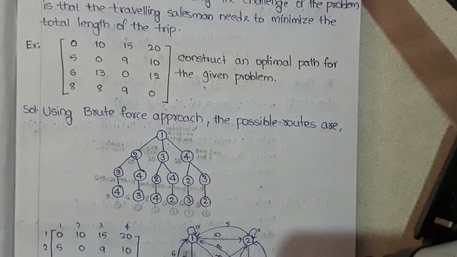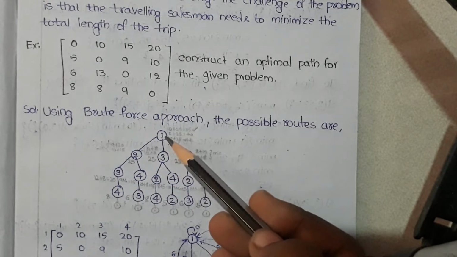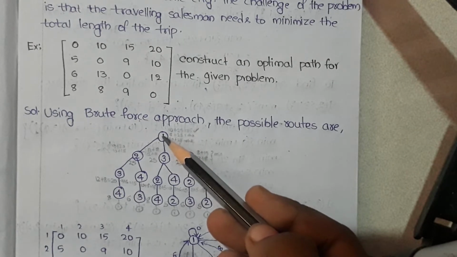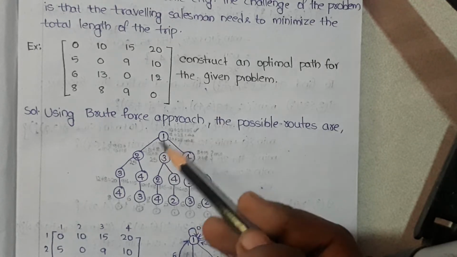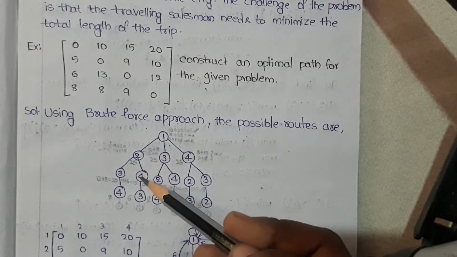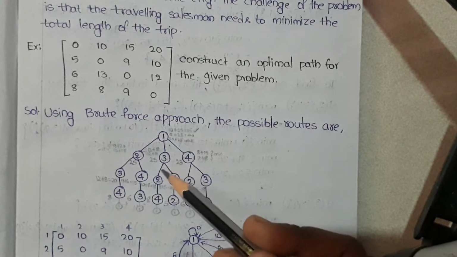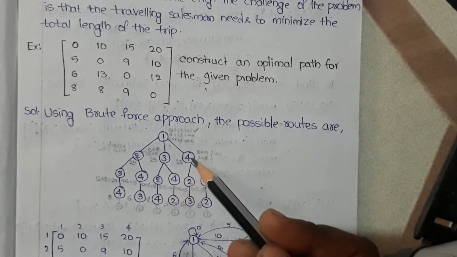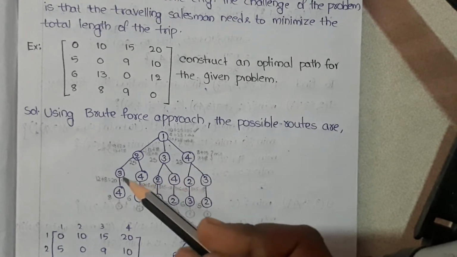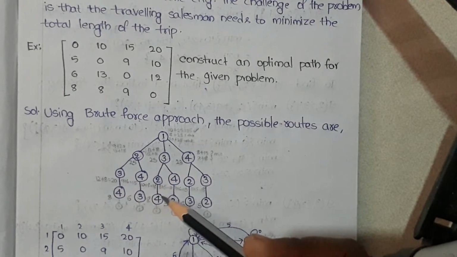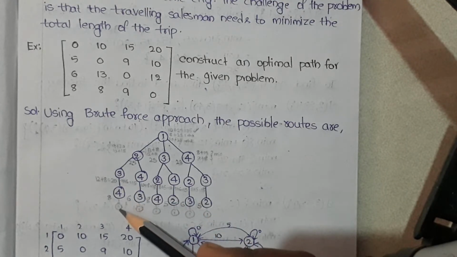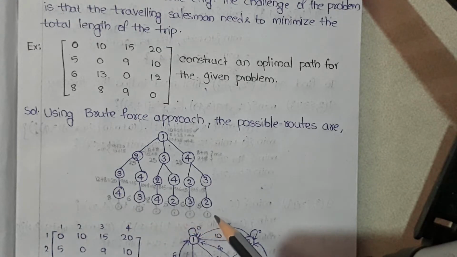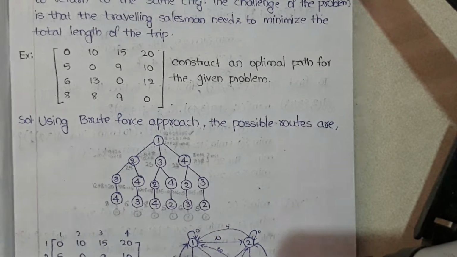Let me explain to you. From the starting node 1, if the person is standing here, he can visit 2, 3, 4. Then after visiting 1, 2, he can visit 3 and 4. After visiting 3, he can visit 2, 4. After visiting 4, he can visit 2, 3. Then he can visit 4. The remaining is 3, 4, 2, 3, 2. And finally, he should reach the starting position, which means 1. So for every route, the last node is again 1.